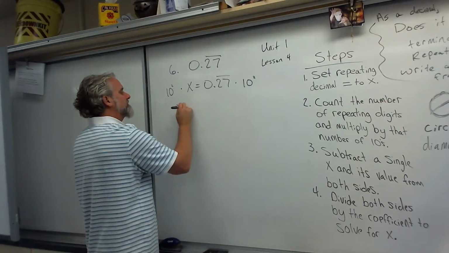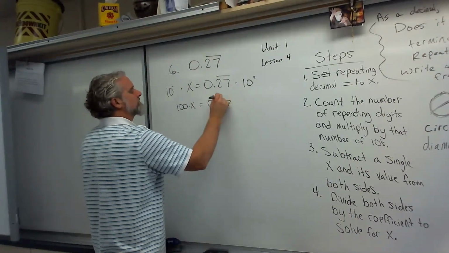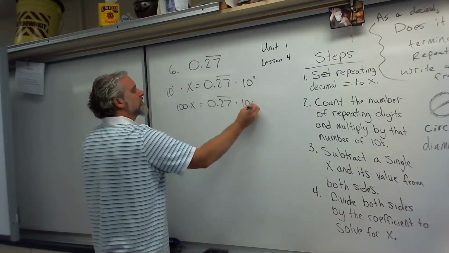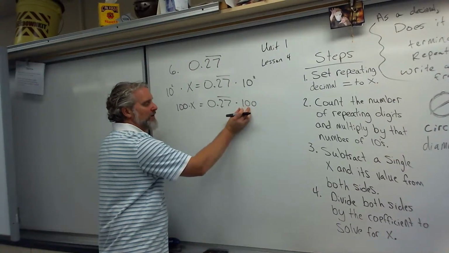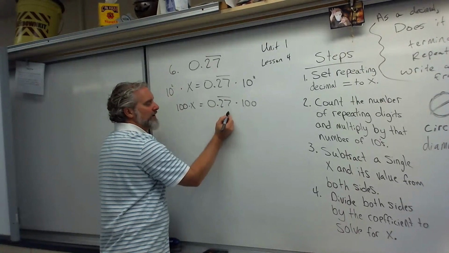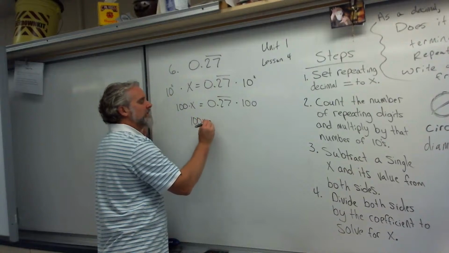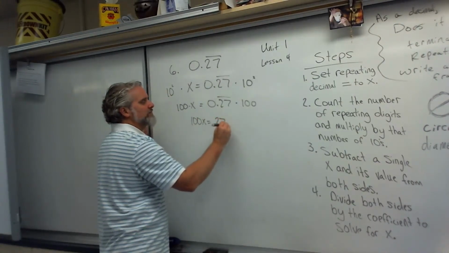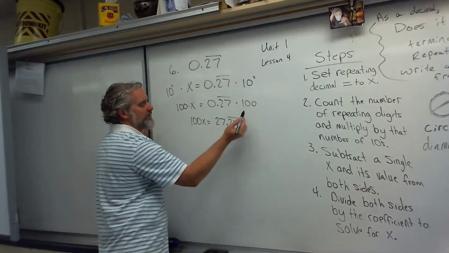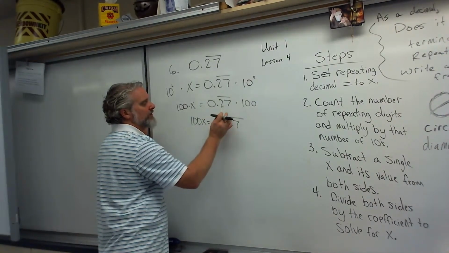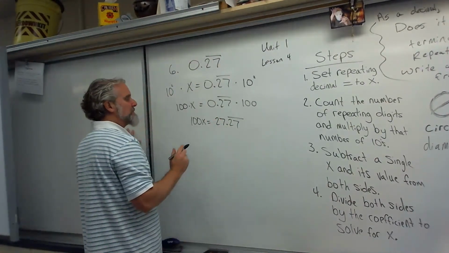So I'm going to go ahead and write that out. Again, when you multiply by 10 or 100 or 1,000, for each power of 10, you're going to move this decimal point to the right that many times. So 100x equals 27.27 repeating. When you multiply times 100, that's 2 decimal places, 1, 2. So it brings a 27 out front, and then the 0.27 repeating goes on to the right.